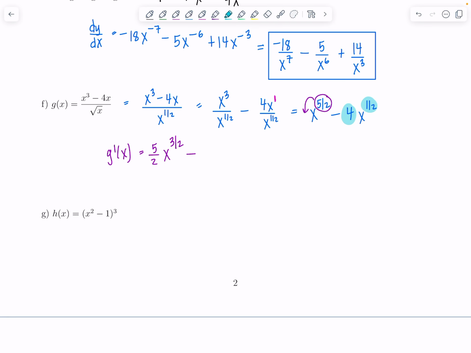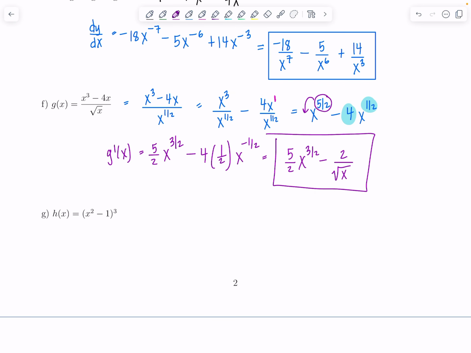times 1/2. I'll do it in 2 steps so nobody gets so confused. X raised to the 1/2 minus 1, which is negative 1/2. Okay, and then let's clean everybody up. So this is 5/2 x to the 3/2 minus 2 over, you can do x to the 1/2 or square root of x. And that is it. Okay, voila. How was that one?